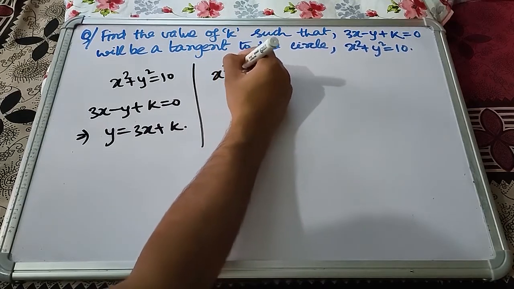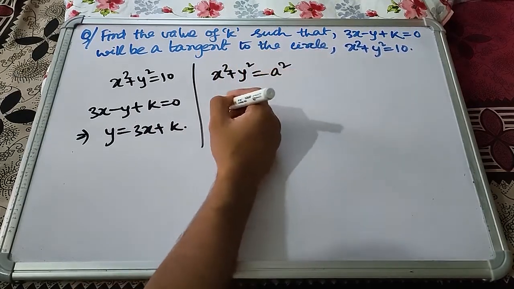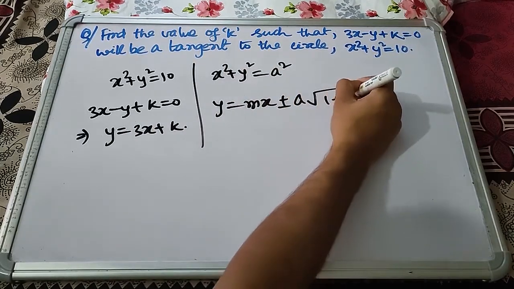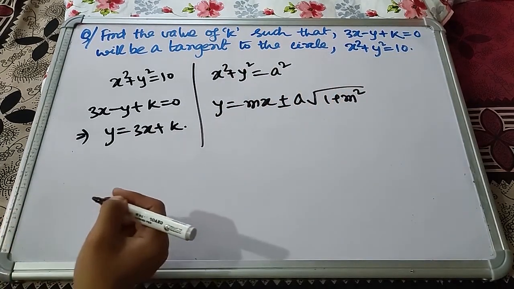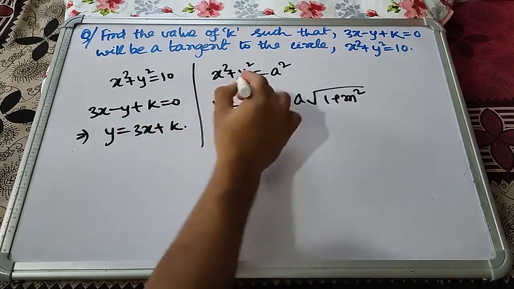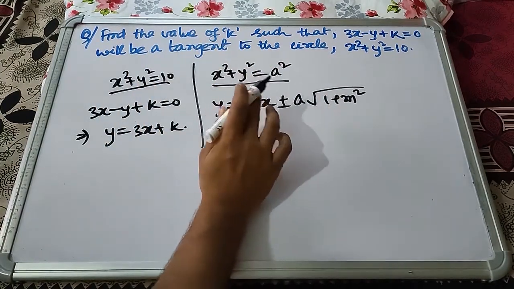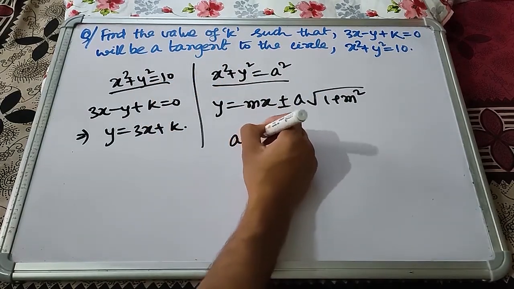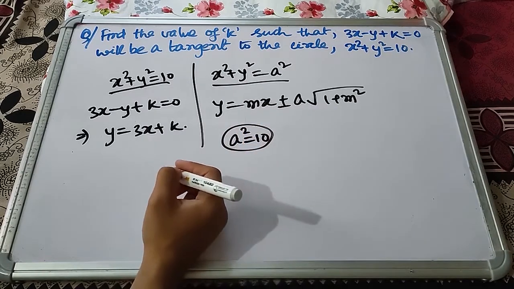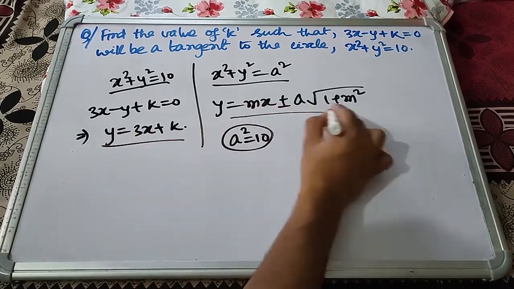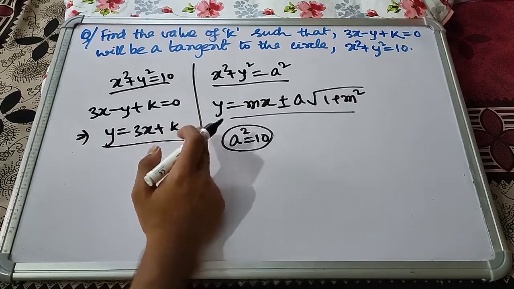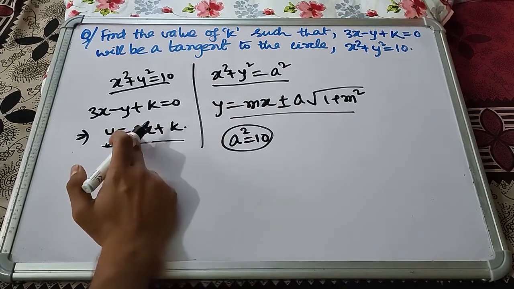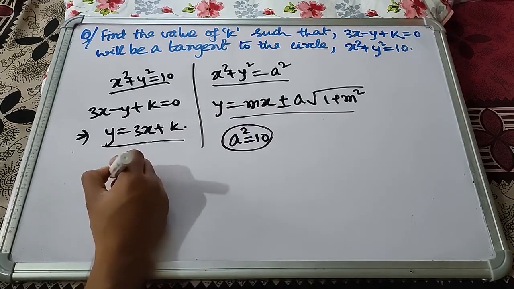And the format we have learned earlier is that x square plus y square equals a square. The tangent is y equals mx plus minus a into root under 1 plus m square, right? So if you compare this part and this part, you see that this actually matches with each other, where the value of a square is actually 10. From the comparison you can obtain this. And if you compare this and this, the coefficient of y is same, and the coefficient of x over here is m, and the coefficient of x over here is 3. Therefore m equals 3.